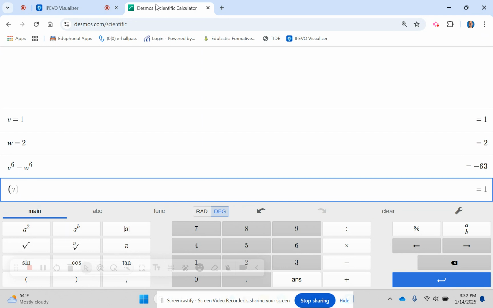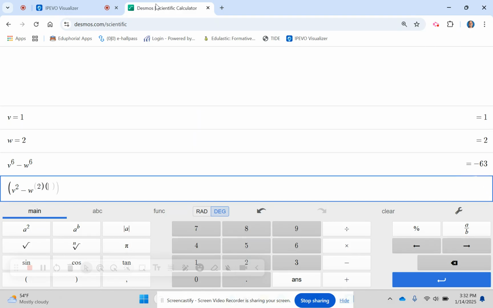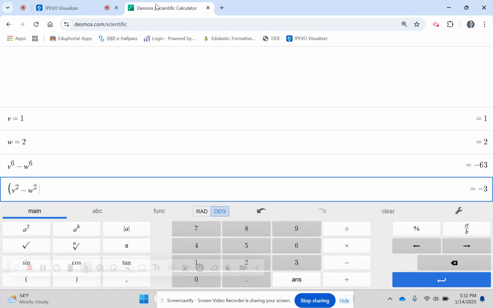So now I'm going to type that in. v squared minus w squared, parentheses, v squared minus vw plus w squared, parentheses, v squared plus vw plus w squared. Now, you see I get negative 63, negative 63, so they're equivalent.